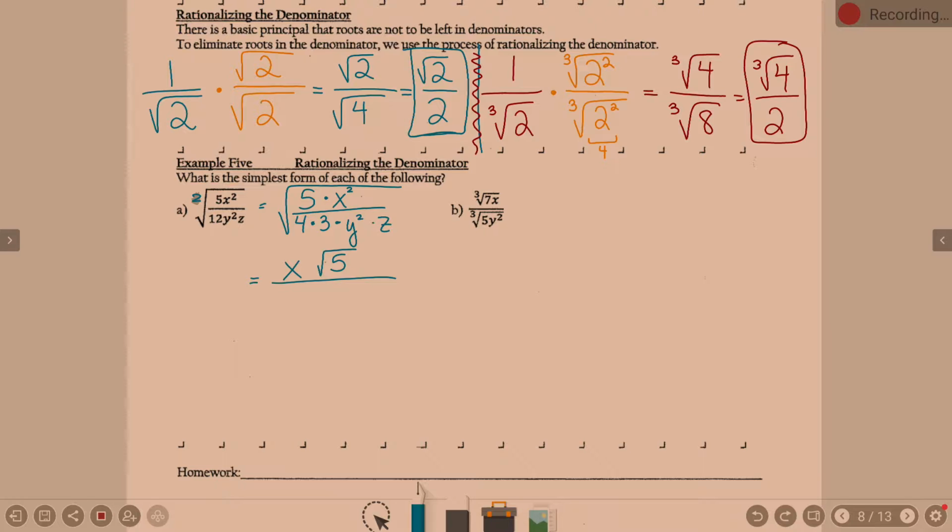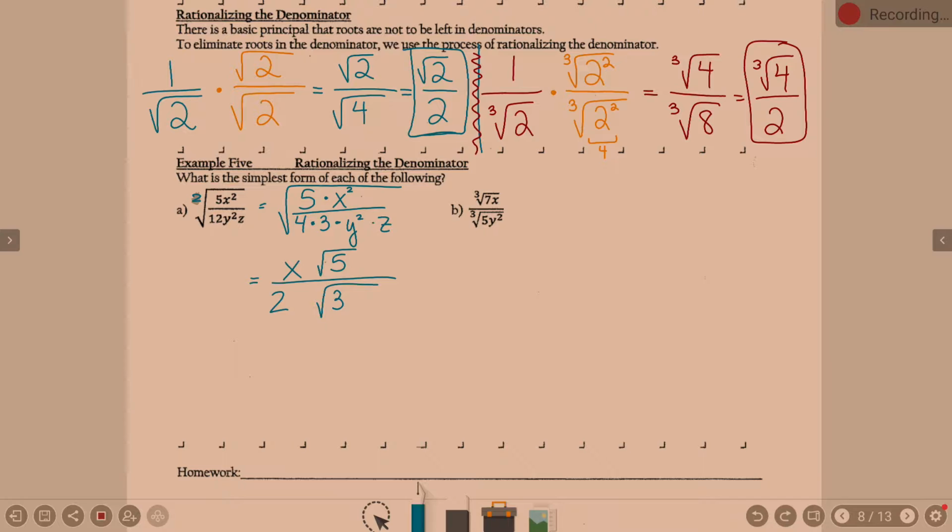Okay. Denominator. Can I take the square root of 4? Square root of 4 is 2, so I'm putting that in my denominator, but out front. Can I take the square root of 3? No, so 3 is going to stay inside the radical.